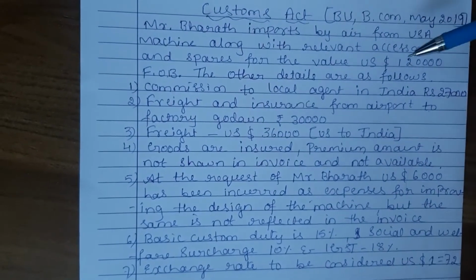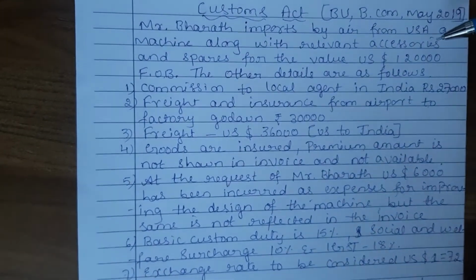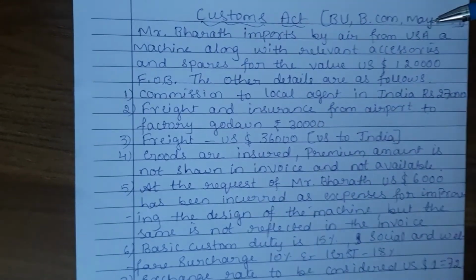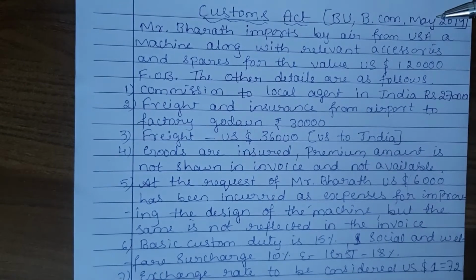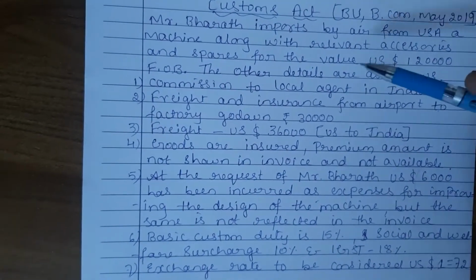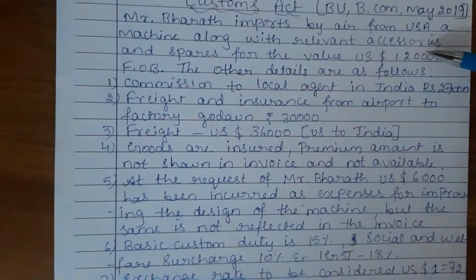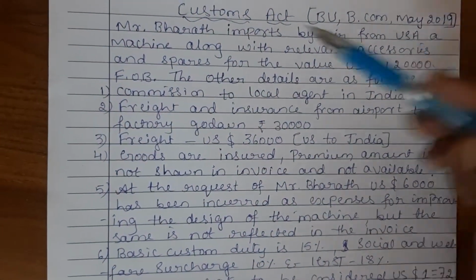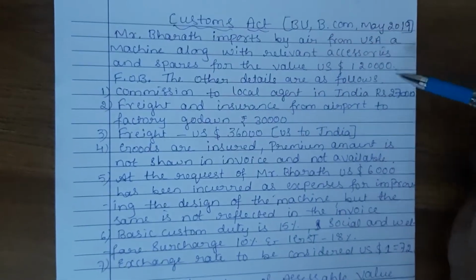Mr. Bharat imports by air from USA a machine along with relevant accessories and spares. So here is an importer called Mr. Bharat. They are going to import some machine along with the accessories and spares from US. For that, the value for the machine is in US dollar 1,20,000, which is FOB. FOB means free on board. And other details are as follows.